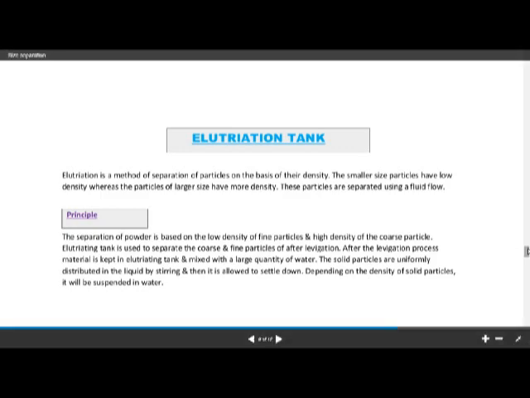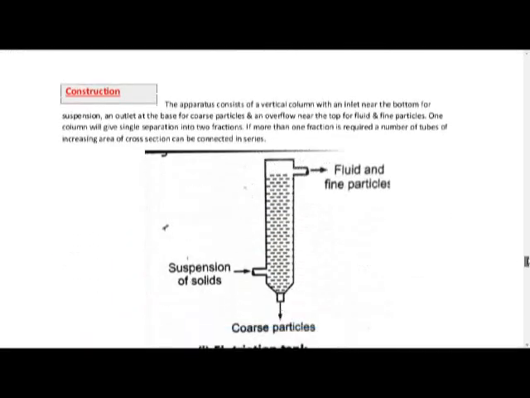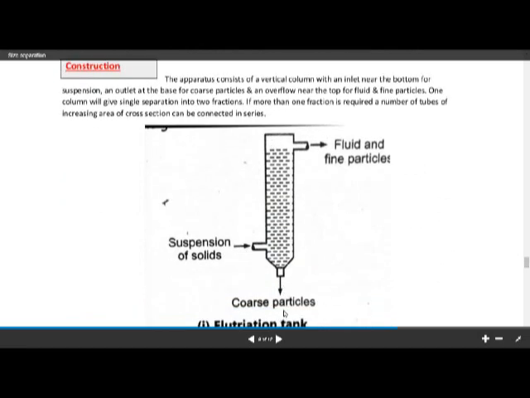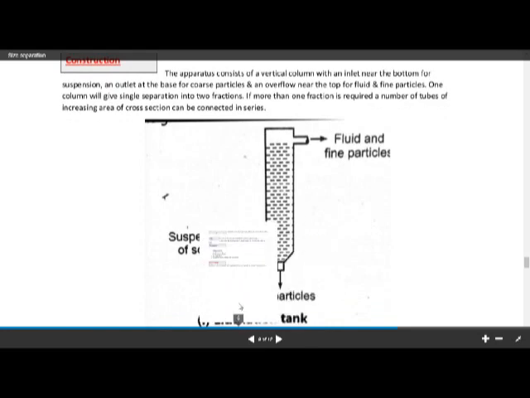Now see what the construction of this elutriation tank is. This is the elutriation tank. You can see it is a compact apparatus. There is an inlet for the suspension. This is the outlet for the coarse particles, and this is the outlet for the fine particles.